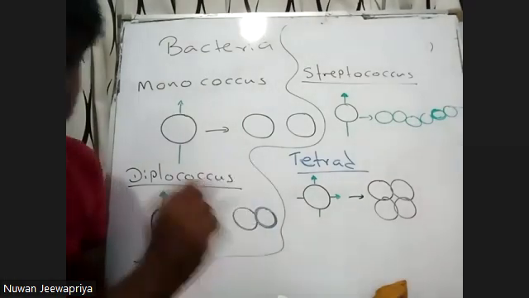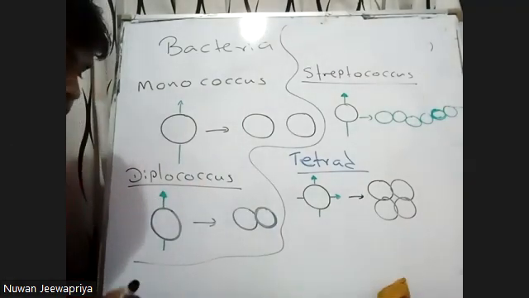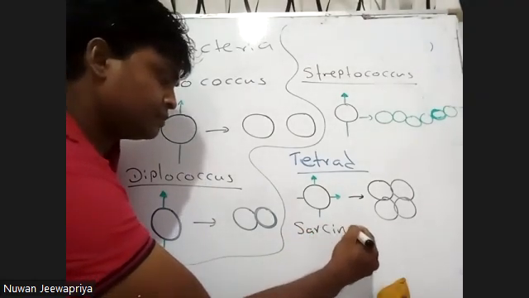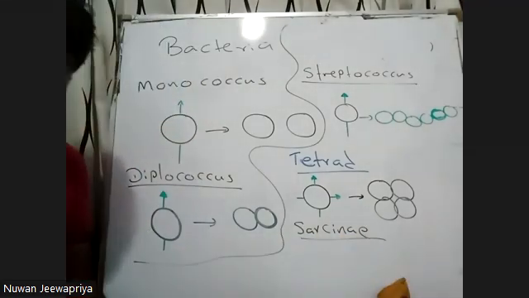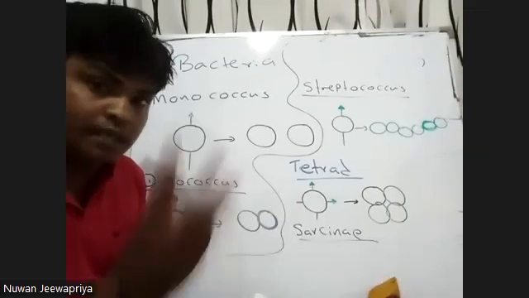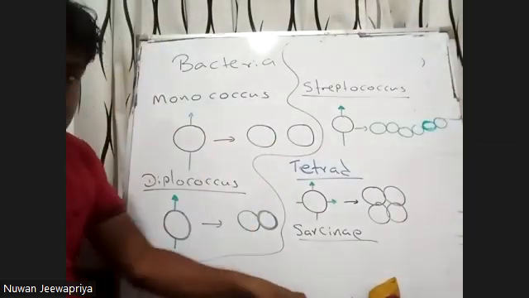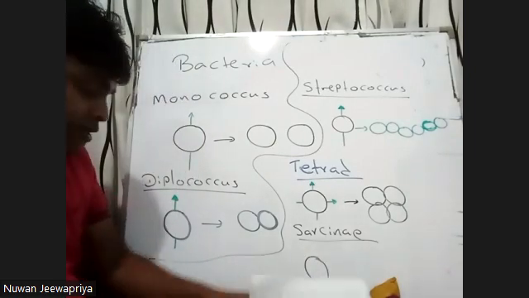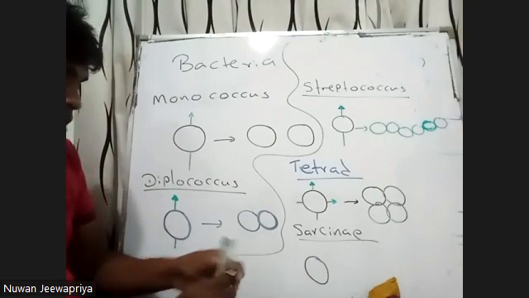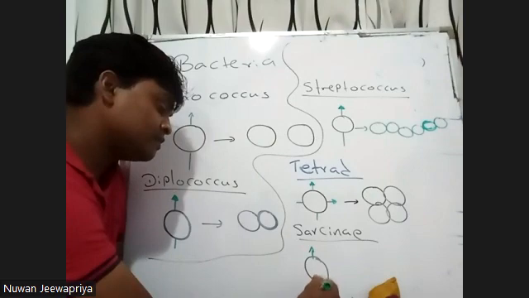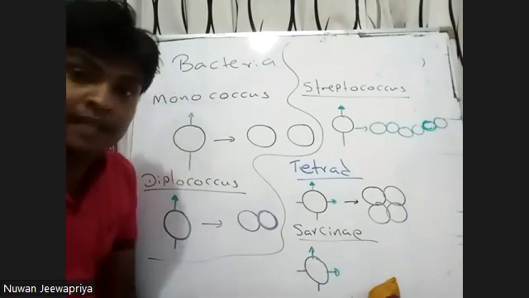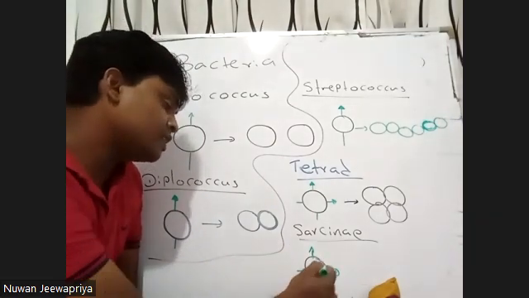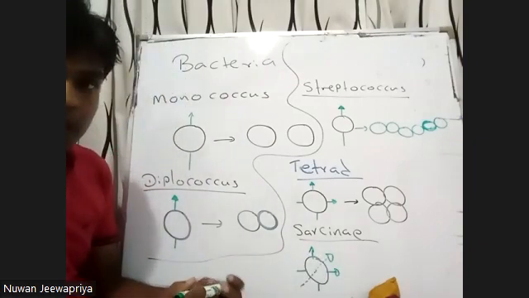And then there's another one that is called Sarciniae. Sarciniae means the cell division occurs in three planes. So what will happen if this is the mother cell? It divides in this plane, this plane, and the next plane, out of the board and inside the board. So I draw it this way in a dotted line. Now look here.